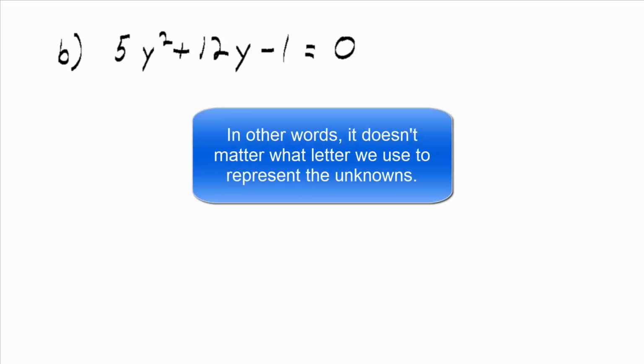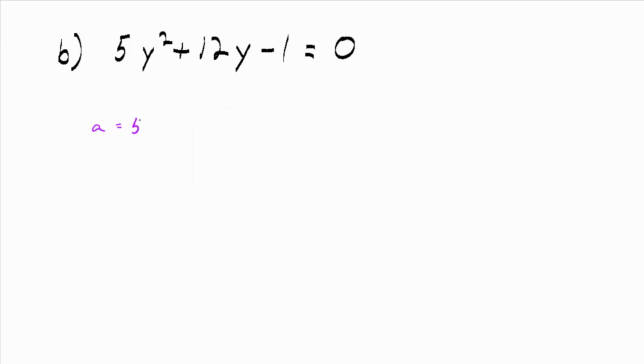So can you identify A, B, and C for me? A is 5, B is 12, and C is -1. In other words, it's already set equal to 0, so it's really easy to identify A, B, and C in this one. Write down the quadratic formula.